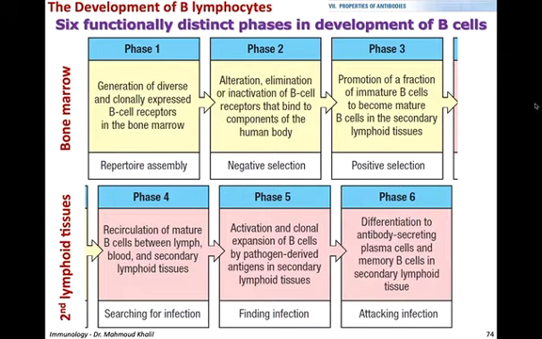For phase 6, once it finds the antigen, finds the infection, it will attack this infection. So these B cells will differentiate to the famous plasma cell, which is the antibody-secreting cell, and will give as well memory B cells in the secondary lymphoid tissue. And these are the 6 functionally distinct phases in the development of the B cells.